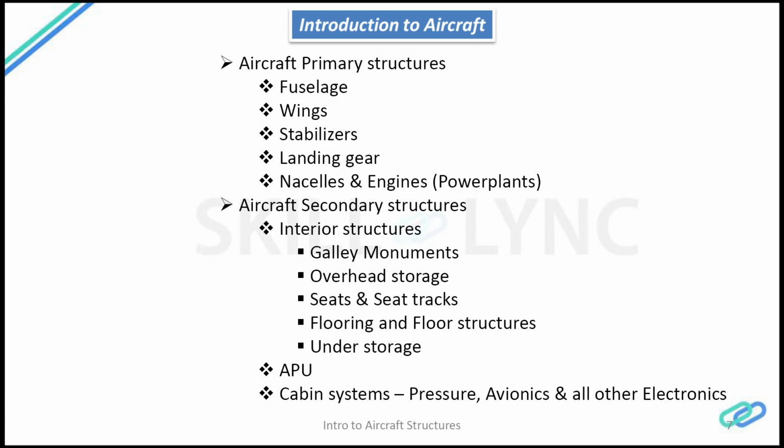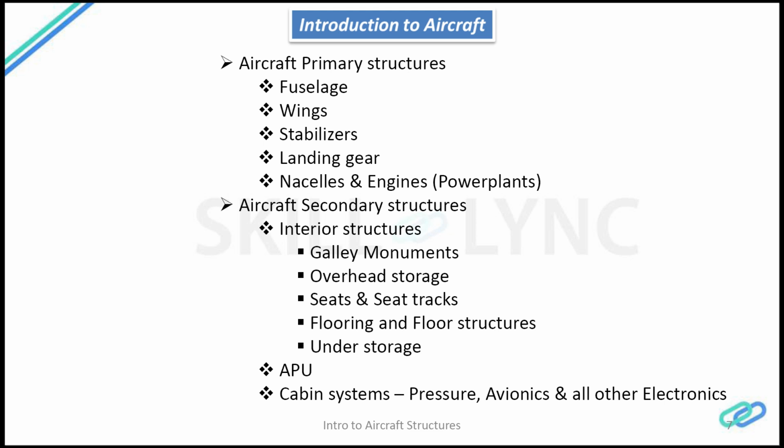For the time being, we can classify the aircraft structures into primary structures and secondary structures. What are they? When you observe, you can notice aircraft primary structures are mostly the structures which are exterior to the aircraft, visible to your eyes, outside the aircraft, where you have the fuselage, wings, stabilizers, landing gear, and nacelles and engines.